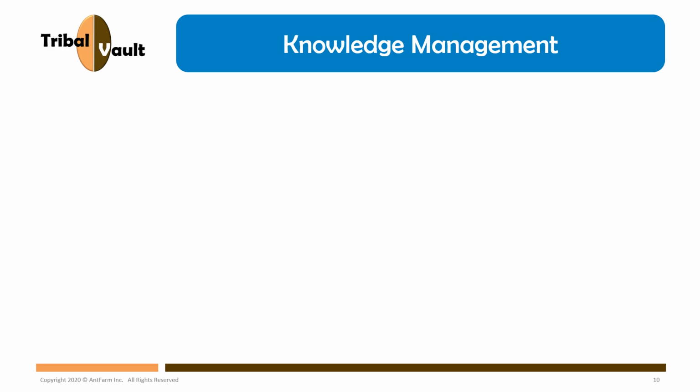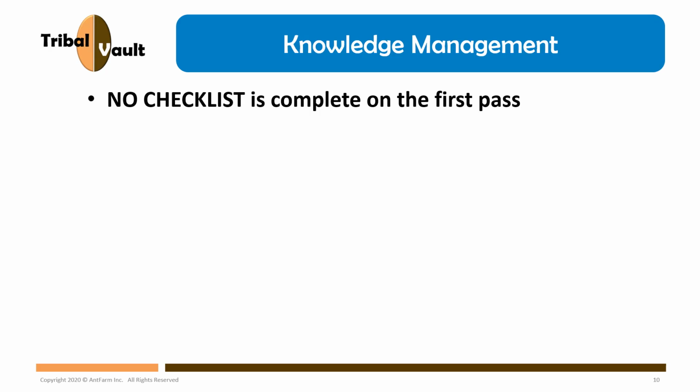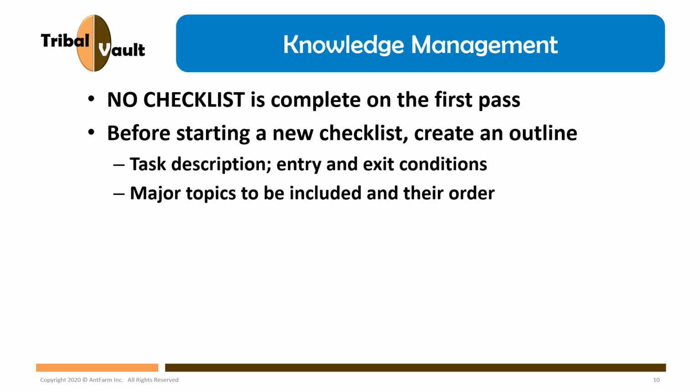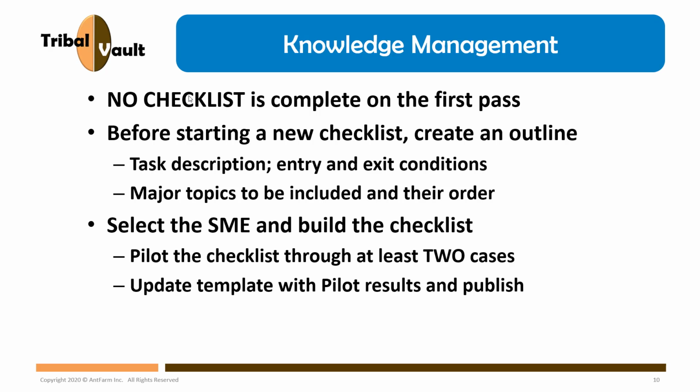Before we close our video, let's talk for a minute about some best practices for your checklist. The first thing to note is that it's very unlikely that you're going to get it completely right on the first pass. The goal is to get it roughly right and publish it. Don't let the perfect be the enemy of the very good. Before you start working on your checklist template, take some time to organize your thoughts. Define the activity, the purpose and objectives for what the checklist is all about, the entry and exit conditions, and then identify the major topics in their general order. And these are going to be the headings in your checklist.